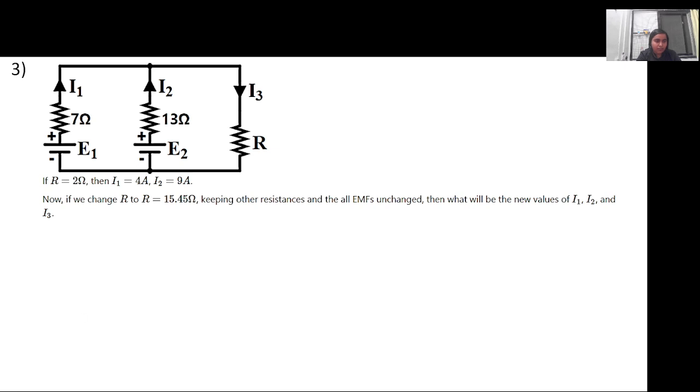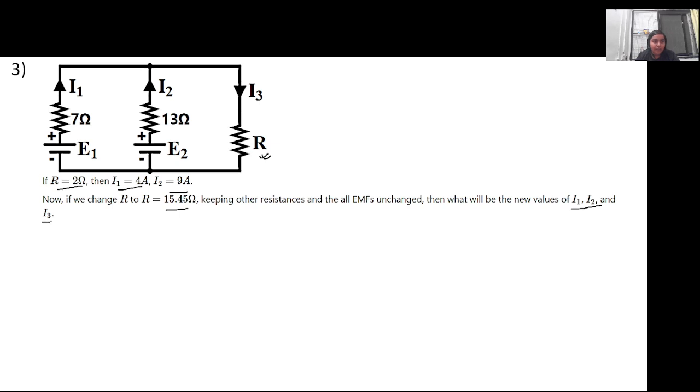So for the third question, one circuit is given where a voltage and a series resistance are connected with another branch which is in parallel with a voltage and a series resistance, which is again in parallel with a resistance R, where the currents I1, I2 and I3 are flowing in the branches. The value of R is 2 ohm, I1 is 4 ampere and I2 is 9 ampere. Now in the question it is given that this particular resistance is changed from 2 ohm to 15.45 ohm and the rest of the E1 and E2 values are the same. What will be the new values of I1, I2 and I3?